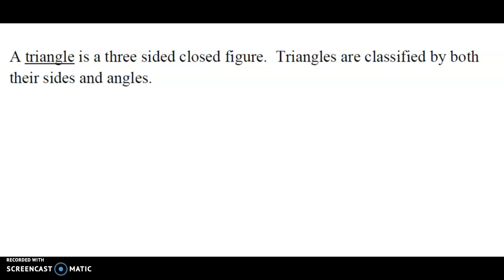First thing you have to do is define what a triangle is. A triangle is a three-sided closed figure. It has to be closed. If it's not closed, it's not a triangle.